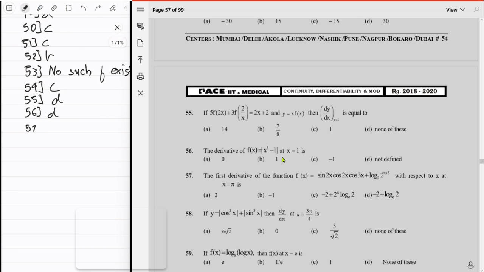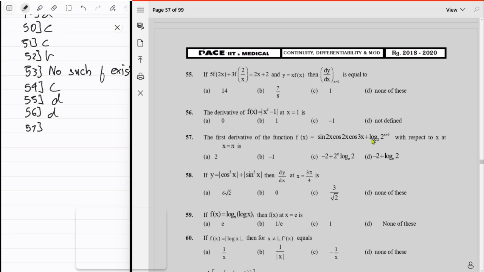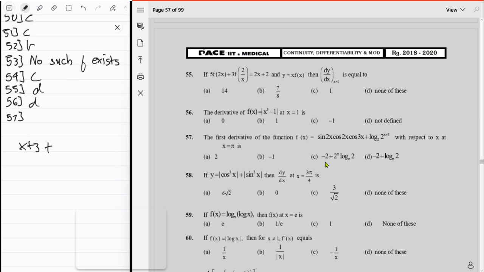Sorry, 57. The first derivative of this function with respect to x at x equal to pi is, okay, log base 2 of 2 to the power of something plus 4. At x equal to pi, okay, this is just x plus 3, in fact, because this thing is just that. So this is x plus 3 plus sine of 2x cosine of 2x, and then you have cosine of 3x as well. It's like 1 upon 2 sine of 4x, and that is cosine of 3x, right?